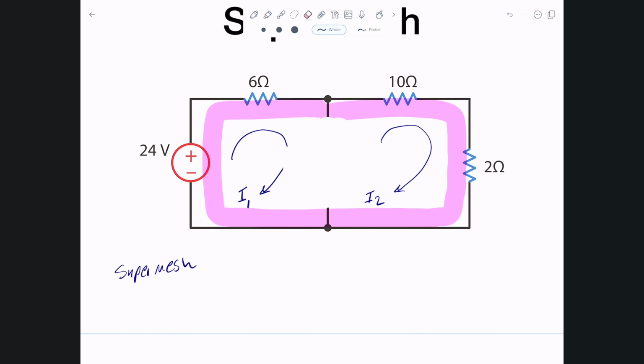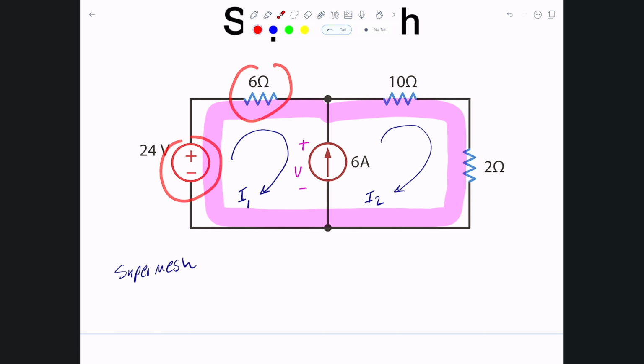For example, if you want the voltage across this particular current source in here, you should be able to do that by writing, well, you will know what the voltage is in here, you will know what the voltage is in here, and you write KVL, and you figure out what that plus V is equal to.